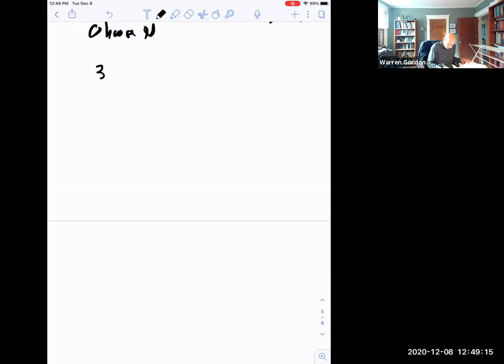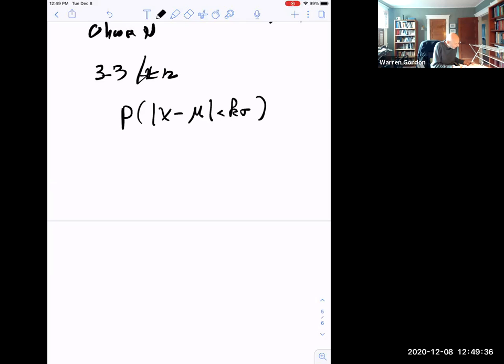This is 3.3, number 12. Consider the probability that the absolute value of x minus mu is less than k sigma, and suppose x is normally distributed with mean mu and standard deviation sigma. We know from Chebyshev's inequality that this is at least 1 minus 1 over k squared, right?